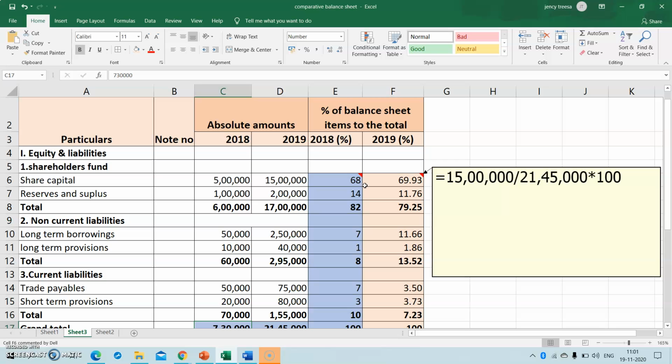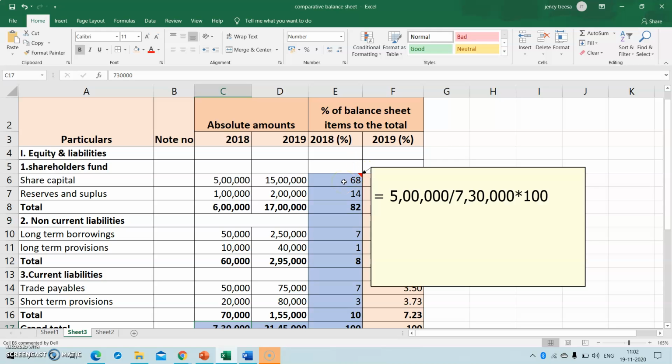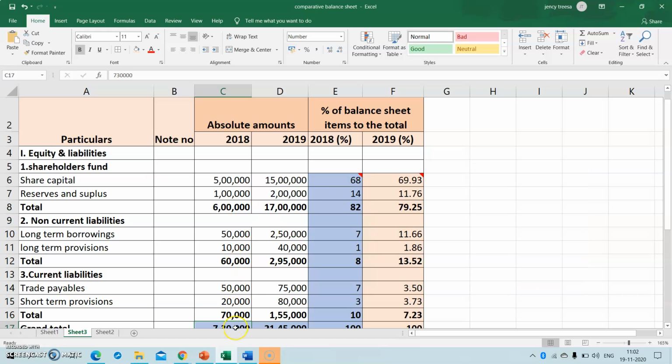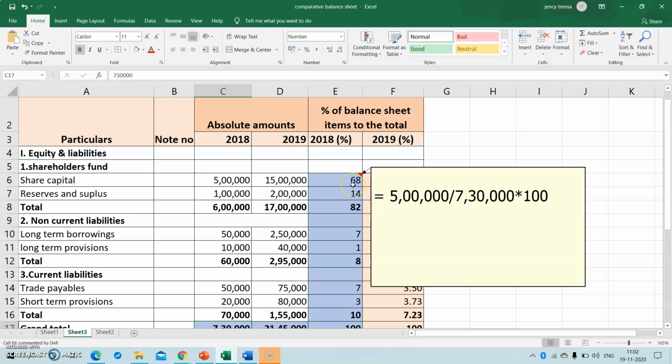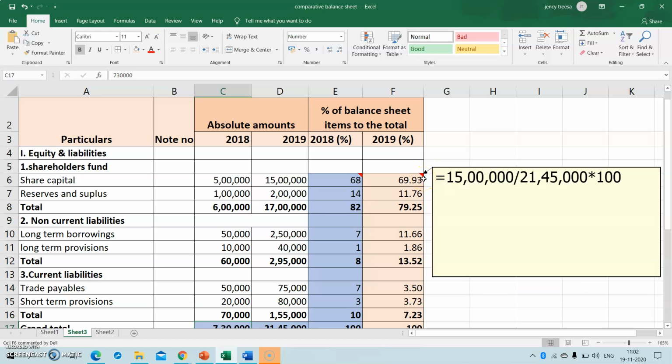So what is the advantage of this? What advantage do you see in the case of common size statements? If it is given just as absolute figures, you don't know. See, it is 5 lakhs here, it is 15 lakhs here. So by merely looking at the absolute figures, you cannot arrive at conclusions. Okay. But what you do here is, you are converting that as a percentage of the total assets. So it is 68%. So what conclusion can you draw from there? That is, the share capital is 68% of the total liabilities of the company. So that is 68%, and in the second year it is around 70%.